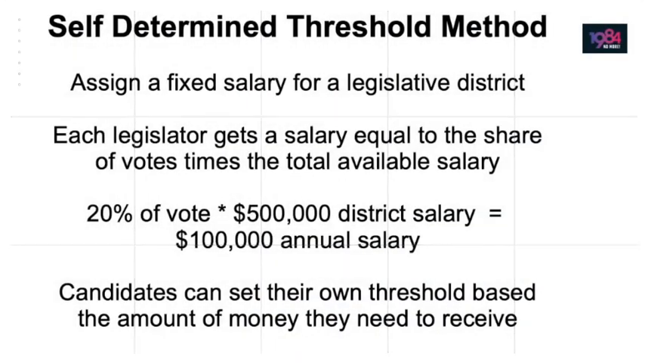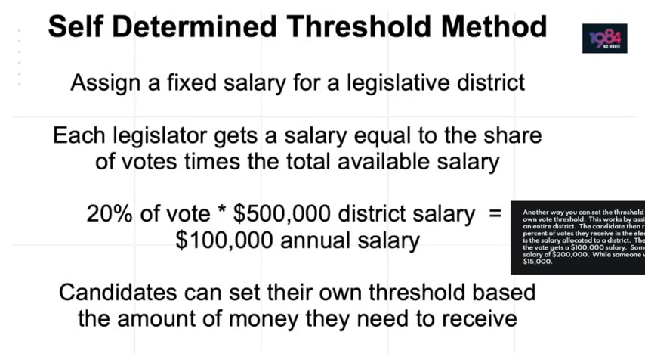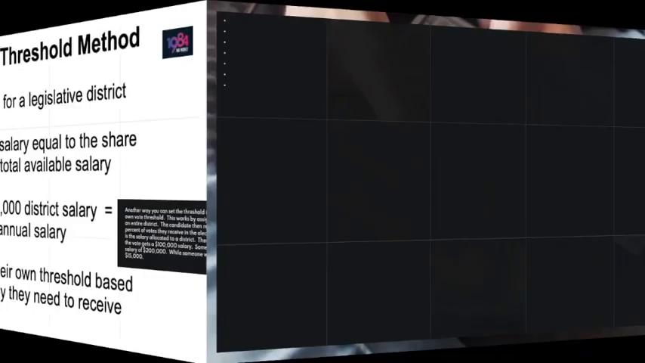Another way you can set the threshold is by letting candidates set their own vote threshold. This works by assigning a fixed salary available to an entire district. The candidate then receives pay based on the percent of votes they receive in the election. For example, if $500,000 is the salary allocated to a district, then someone who receives 20% of the vote gets a $100,000 salary. Someone with 40% of the vote gets a salary of $200,000, while someone with 3% of the vote will get only $15,000.